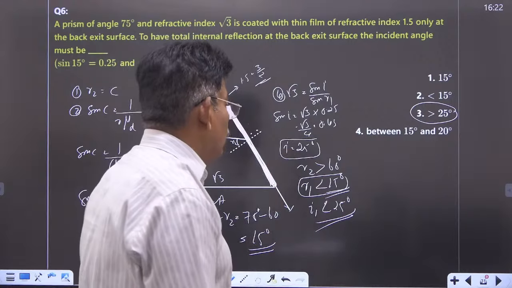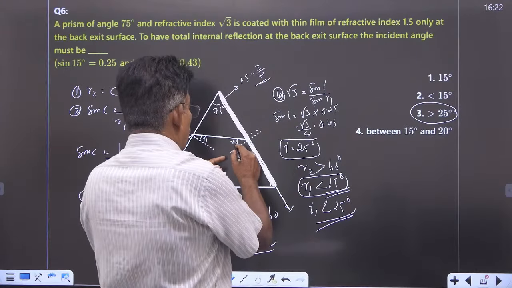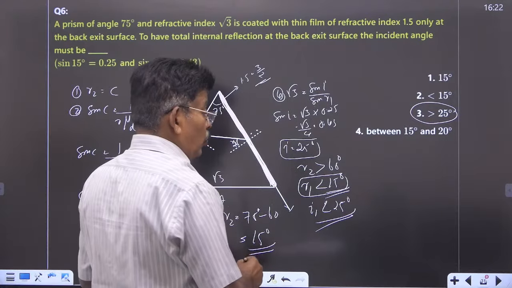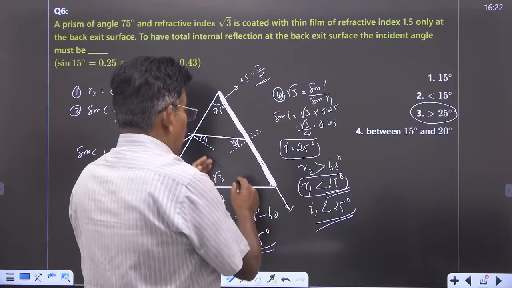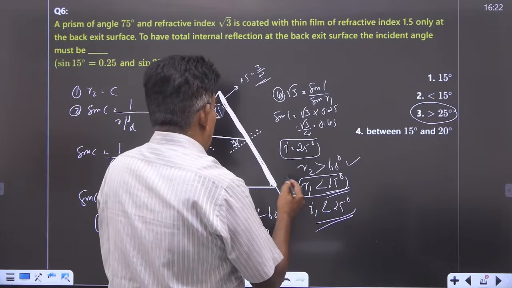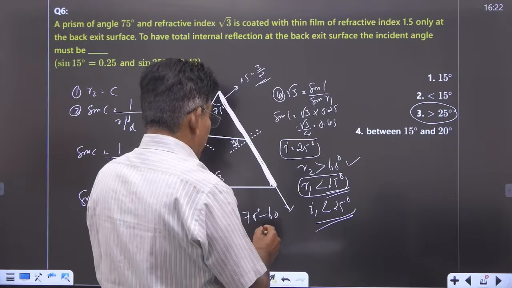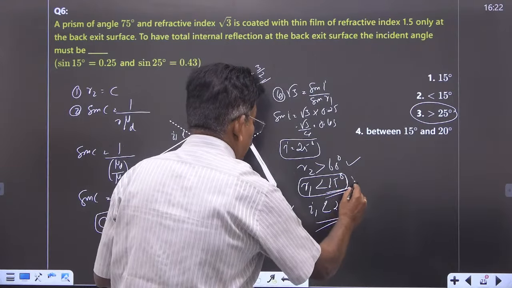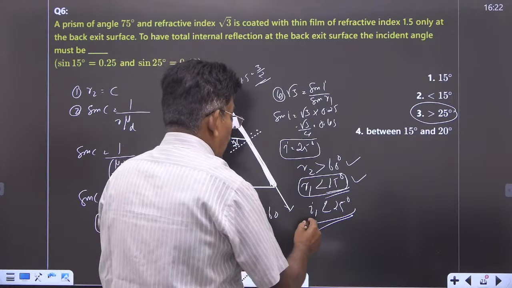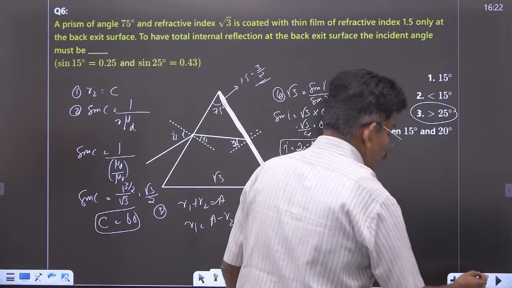Once again, I quickly go through it. For total reflection to happen, just undergoing total reflection, R2, the critical angle we got is 60 degree. For total reflection to happen, R2 should be greater than 60 degree. When R2 is more than 60 degree, automatically A is equal to R1 plus R2, R1 is equal to A minus R2, that should be less than 15 degree. Sin I is proportional to sin R1, therefore I1 should be less than 25 degree. So option is 3, but it should be less, not more than that.